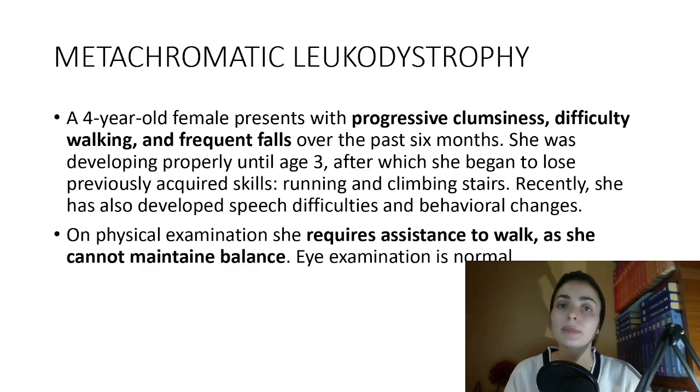Next disease is metachromatic leukodystrophy. A 4-year-old female presents with progressive clumsiness, difficulty walking and frequent falls over the past 6 months. She was developing properly until age 3, after which she began to lose previously acquired skills, running and climbing stairs, which a 4-year-old child should already be doing. Recently, she has also developed speech difficulties and behavioral changes. On physical exam, she requires assistance to walk as she cannot maintain balance.